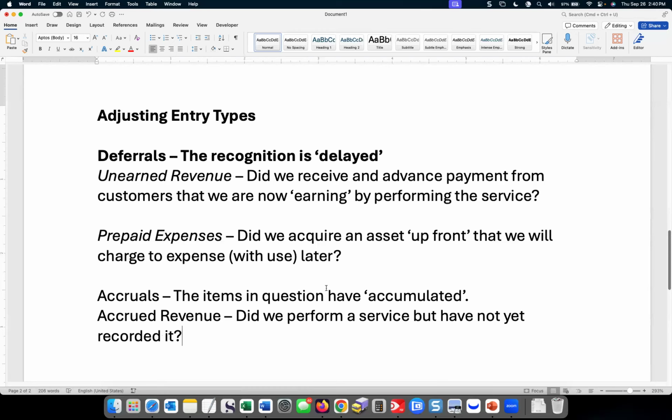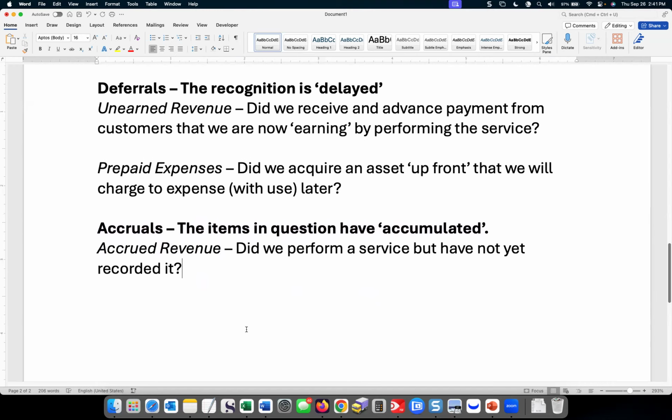All right. There's a situation that can cause that to happen. If you perform a service for a customer, but they weren't invoiced or billed yet, you've got a problem there. Yes, you did earn the revenue, but you didn't put it in the books yet. You did the work, there's no question about that, but you just didn't record it yet.